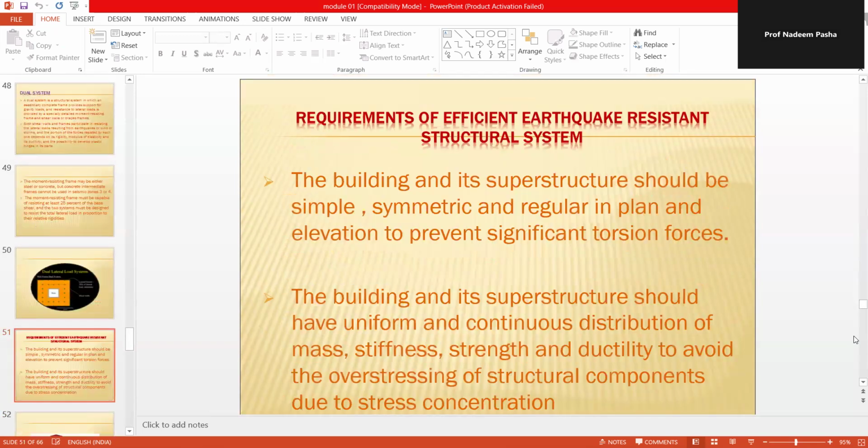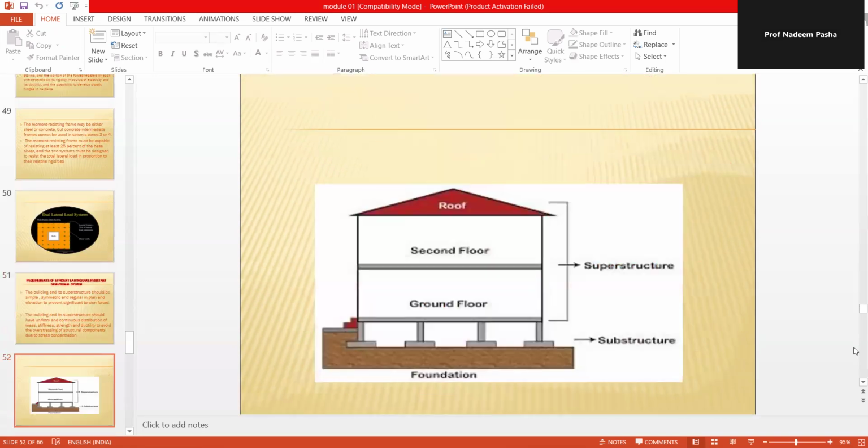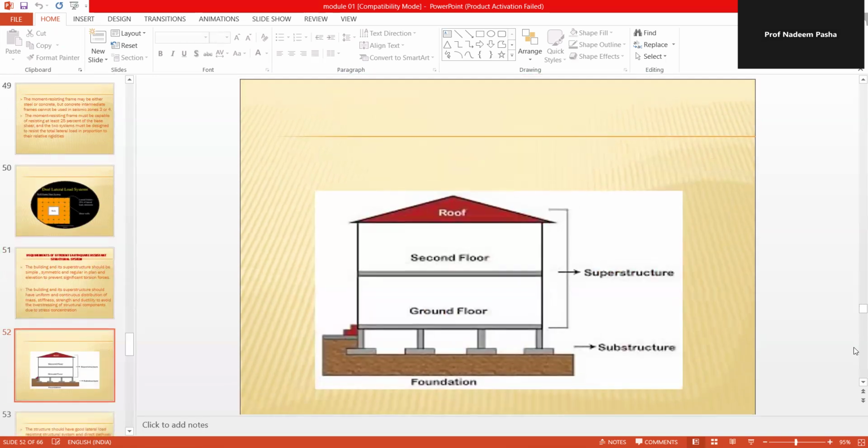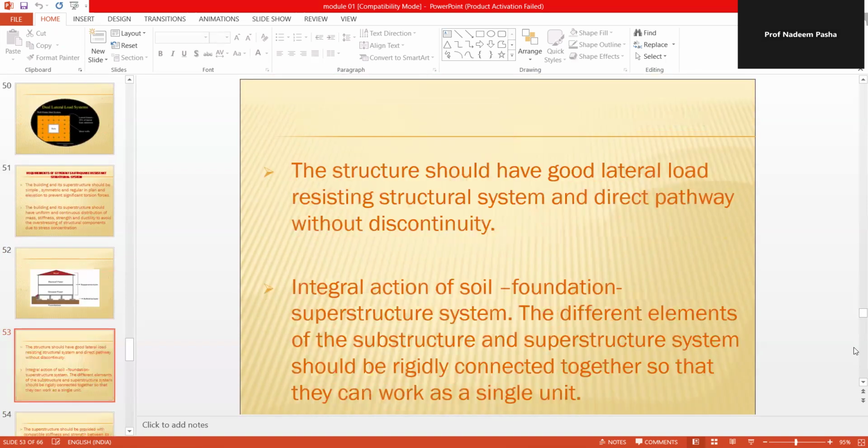Next, we have studied requirements of an efficient structure, how the structure should be with respect to its shape, symmetry and all, and there should be no deformation. It should not be discontinuous. The building and its superstructure should have uniform and continuous distribution of mass, strength, stiffness and ductility to avoid overstressing of structural components due to stress concentration. If you see here, superstructure, substructure, first ground floor, second floor. The structure should have a good lateral load resisting system and a direct pathway without discontinuity.